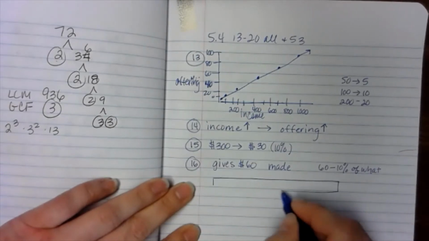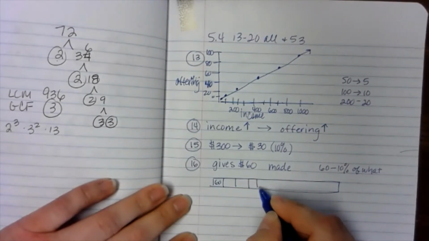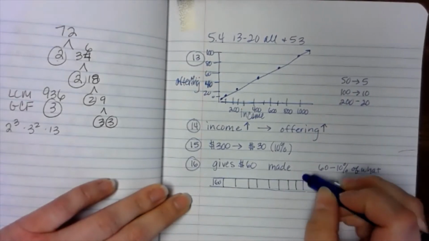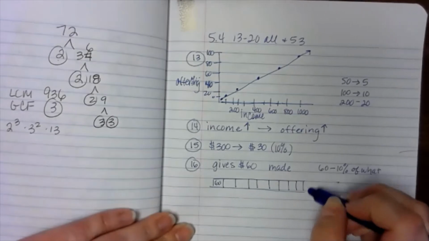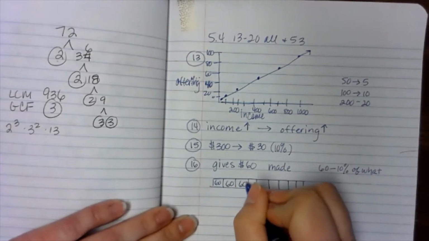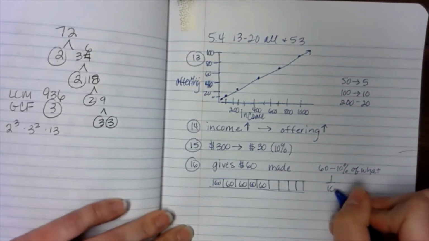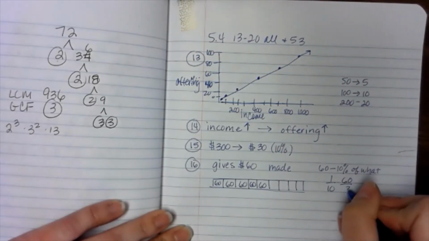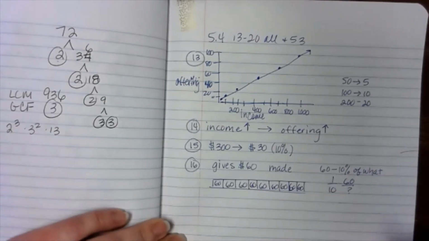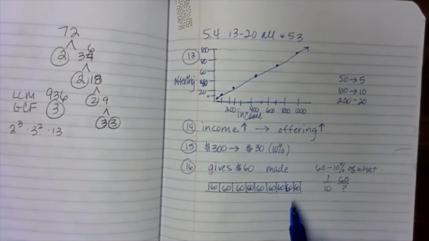So if I break this into 10 pieces, let's say 60, 2, 3, 4, 5, 6, 7, 8, 9, right? If 60 is 10%, it would be 600, because it would be another 60, another 60. Think of it as a fraction: 1 out of 10, 60 out of what? Eventually you would get to 600, because 60 times 10 is 600. Does that make sense?